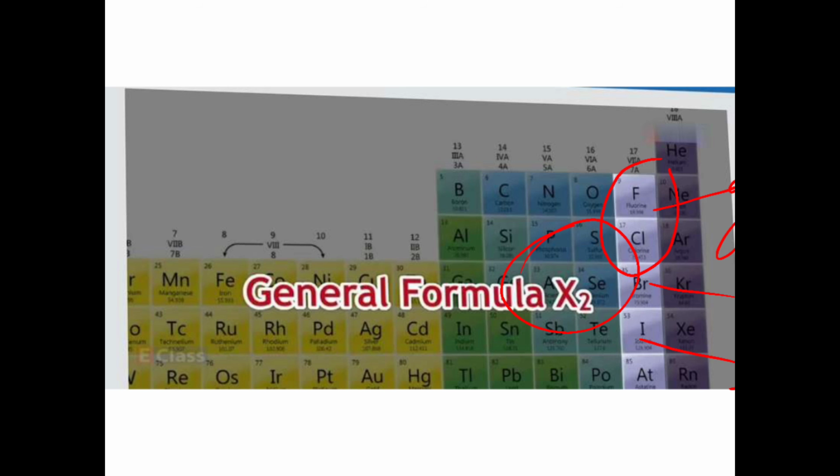Okay, so you can observe there is a change in the physical state as you go down in a group. So this is what we have about the halogen family, that is group 17. Group 17 is called the halogen family.